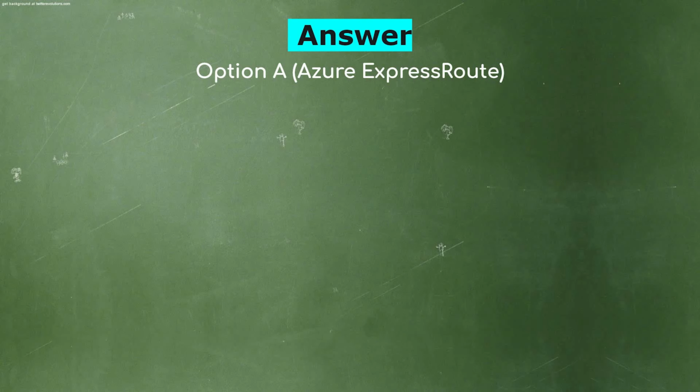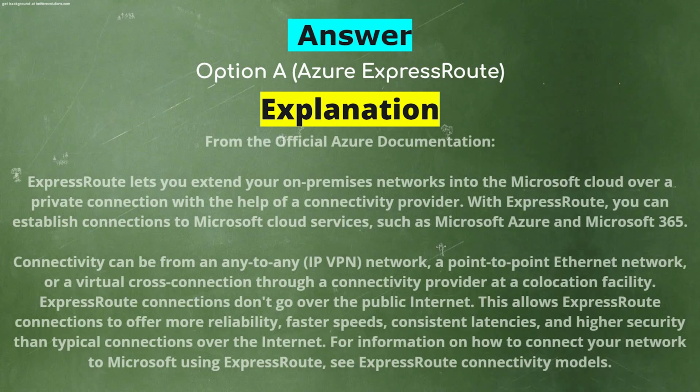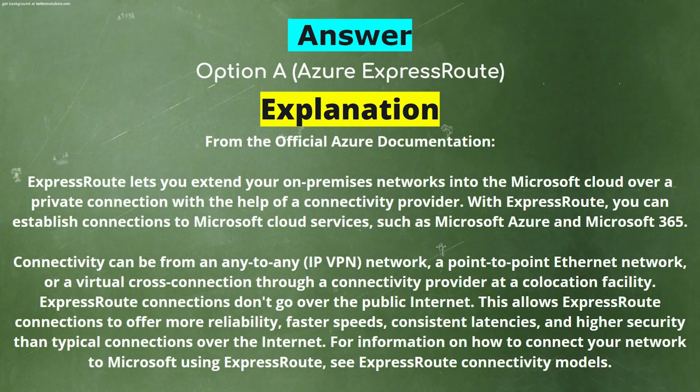Azure ExpressRoute. Explanation. ExpressRoute lets you extend your on-premises networks into the Microsoft Cloud over a private connection with the help of a connectivity provider. With ExpressRoute, you can establish connections to Microsoft Cloud services such as Microsoft Azure and Microsoft 365. Connectivity can be from any to any IP VPN network, a point-to-point Ethernet network, or a virtual cross-connection through a connectivity provider at a colocation facility.